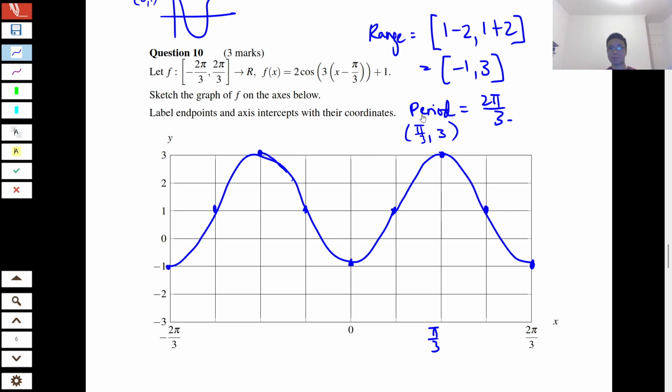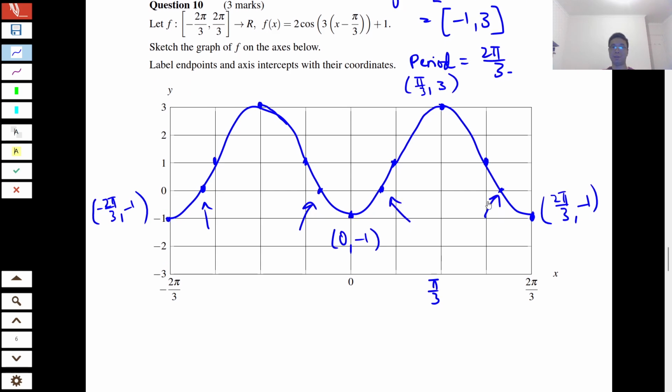Okay. I'm just going to change. Oh, no, I can leave that there. That's the maximum. Now we want to label the endpoints and the axis intercepts. So -2 pi on 3, -1, 2 pi on 3, -1, and the y-intercept is at 0, -1, and then I will have x-intercepts here and here. So again, we'll need to solve a trig equation to find the location of these intercepts.